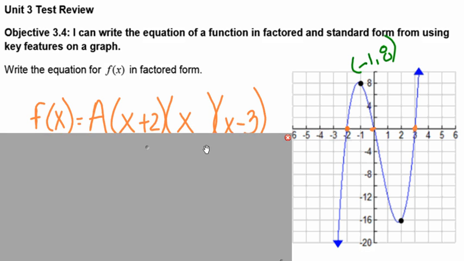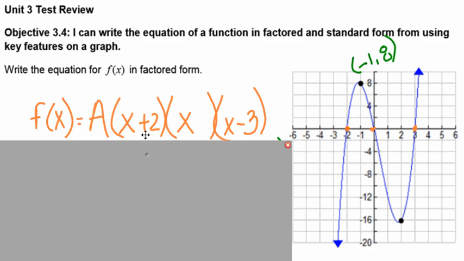So I'm going to say f(x) is equal to a times (x + 2), because that's my x-intercept of (-2, 0), times x, that's my x-intercept of (0, 0), times (x - 3), representing my x-intercept of (3, 0). Again, we have the a value here because we're talking about transformations horizontally. We don't have anything vertically yet. That's what the a is holding the place for.